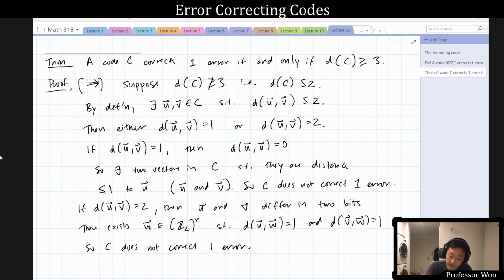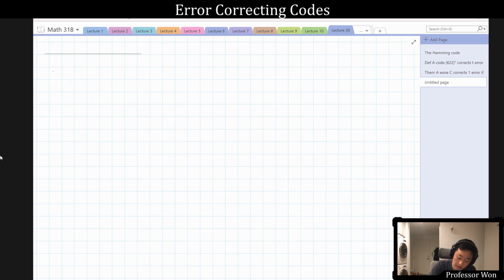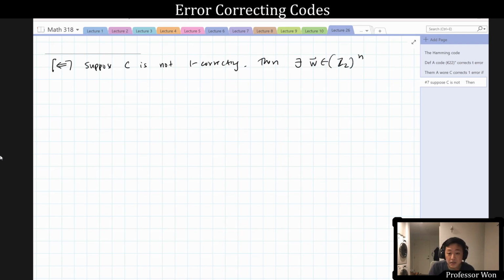Okay, so conversely, I need to prove that if d of C is greater than or equal to 3, then C is one error correcting. We can prove that by the contrapositive too. So suppose C is not one error correcting. That means that there exists a vector w in Z_2 to the n, which is distance less than or equal to 1 from two vectors in C. And there exist u and v in C, such that the distance from u to w is less than or equal to 1, and the distance from v to w is less than or equal to 1.